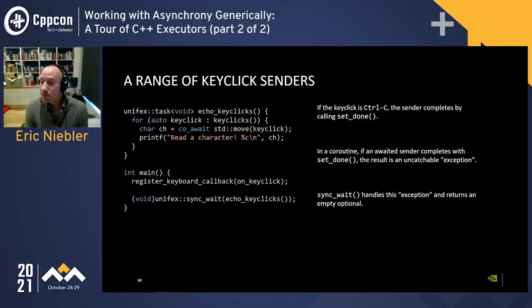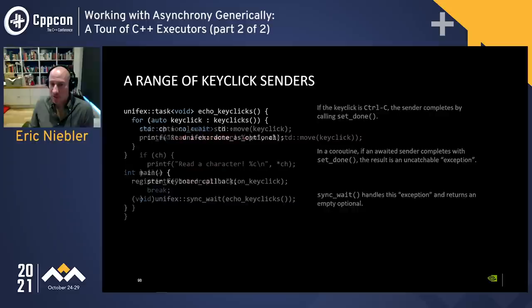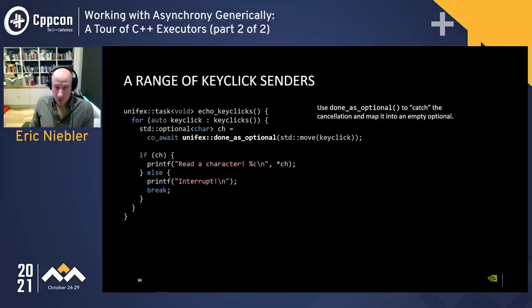So we use one of those algorithms that I introduced earlier: done_as_optional. You use that to wrap your keyClick sender. That way you intercept this done exception and it gets translated into a nullopt. So now I can check to find out whether this keyClick was canceled or not by checking whether I got an optional that has data in it. If it does, I can say, hey, I found a character. Otherwise, I can say, somebody interrupted this function, and then break out of the loop.